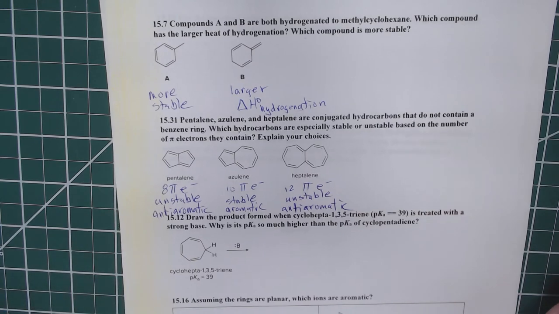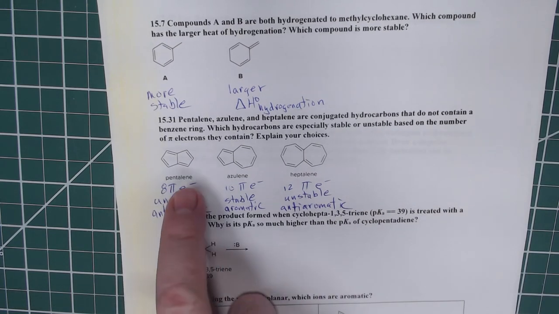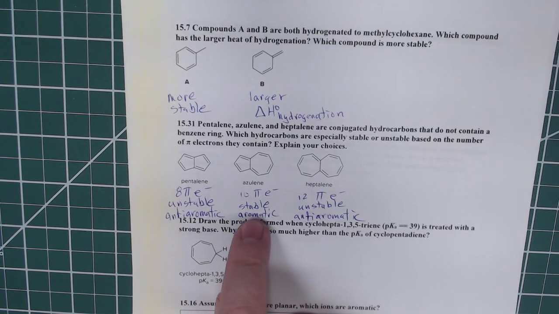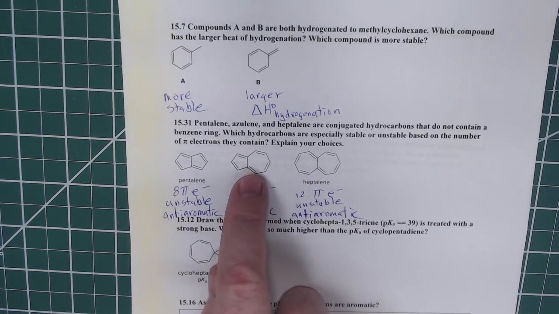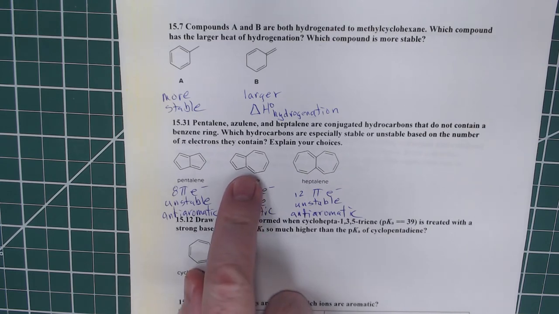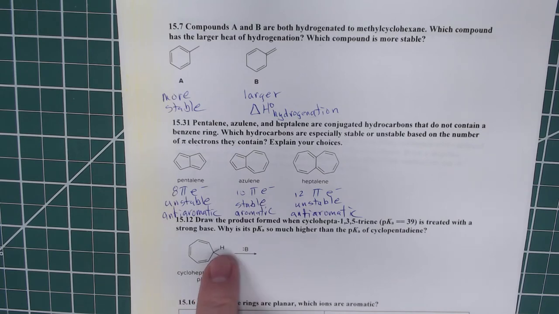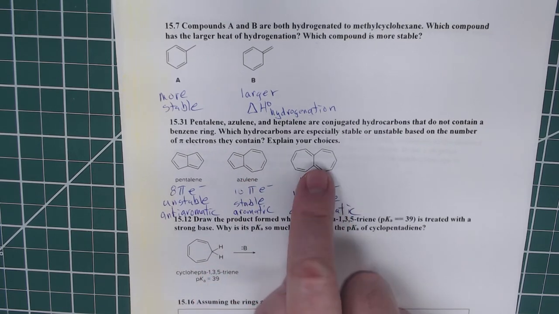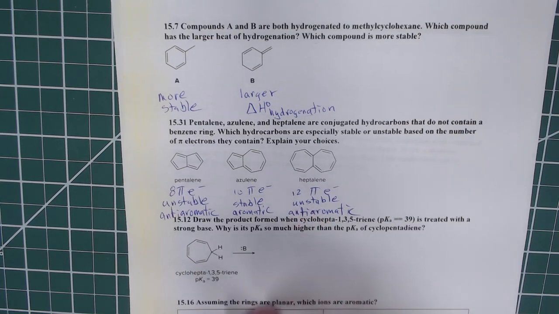All right, so just to wrap up: azulene is stable because it's aromatic, also very cool, also it's unusually polar for a hydrocarbon. Look that up too, that's kind of cool. And then heptalene, it's unstable because it is anti-aromatic.